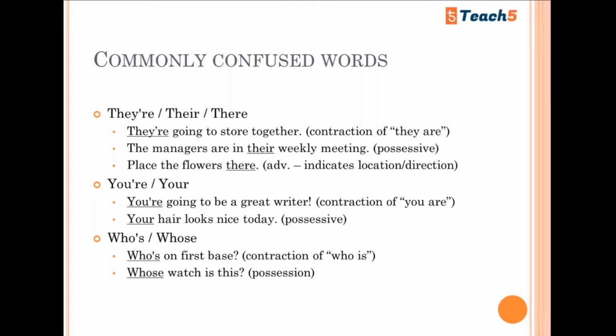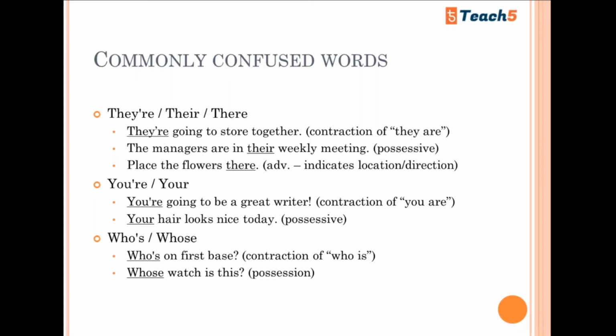You're and your. The short form of you are is you're. So you're going to be a great writer. Your hair looks nice today. So it's a particular person's hair. It's a possessive. Who's or whose. Who's on first base? Contraction of who is. Whose watch is this? Is again a possession. Right? So it's talking about whose watch. It's talking about a particular person's watch.